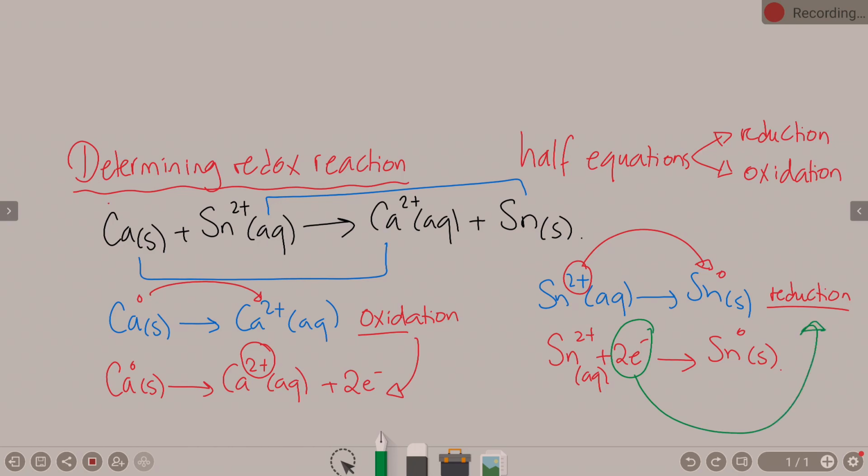So here from these half equations, you can clearly see that one substance has lost its electrons only to be picked up by another substance which has been reduced. So again, just to tie it together, in this equation, it is a redox reaction because the calcium has been oxidized by the tin 2 plus and the tin has been reduced by the calcium. And so we say that the calcium is the reducing agent, whereas the tin 2 plus is the oxidizing agent.